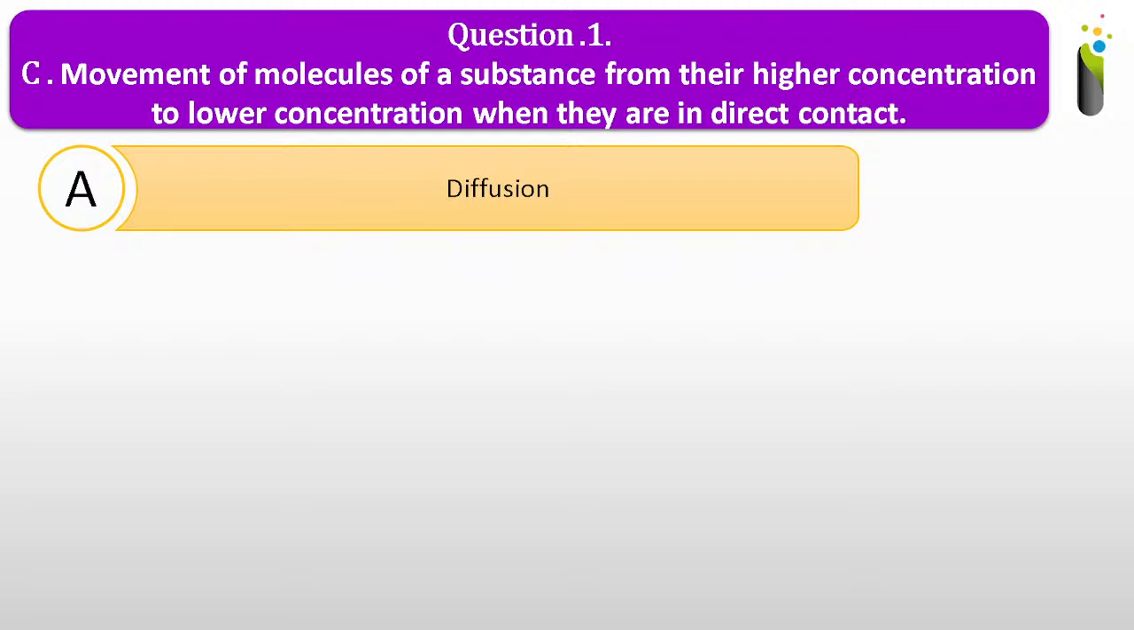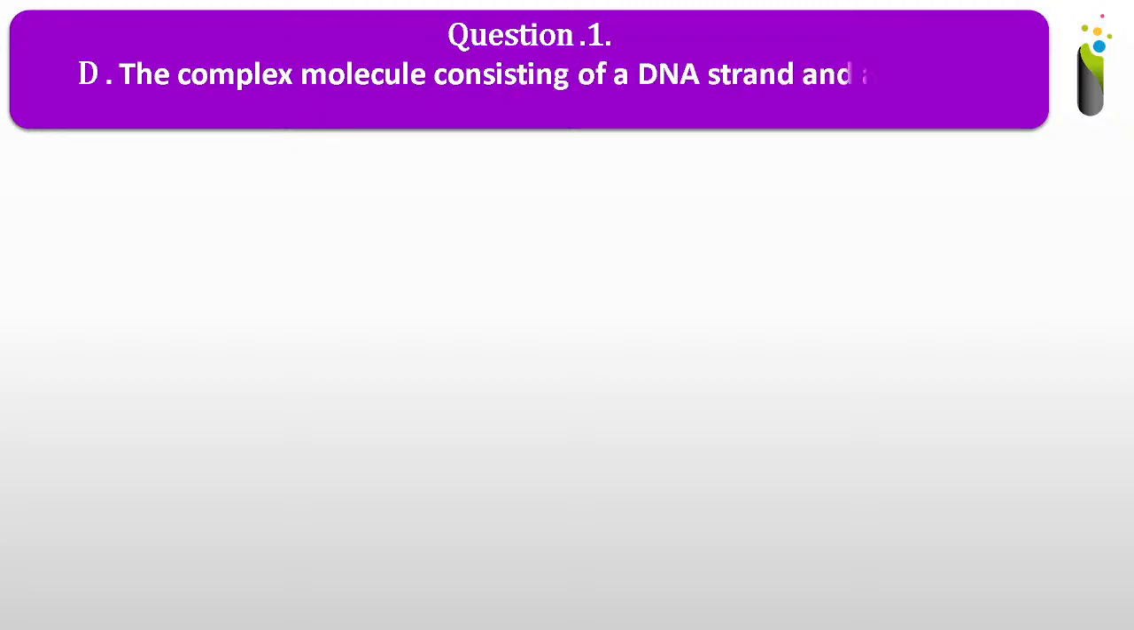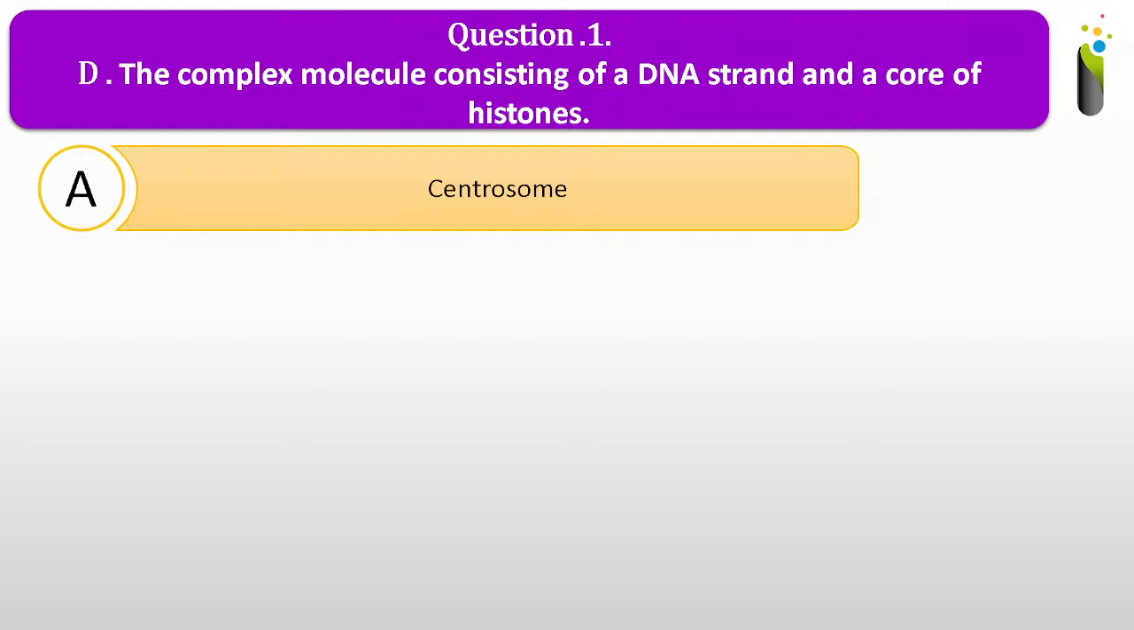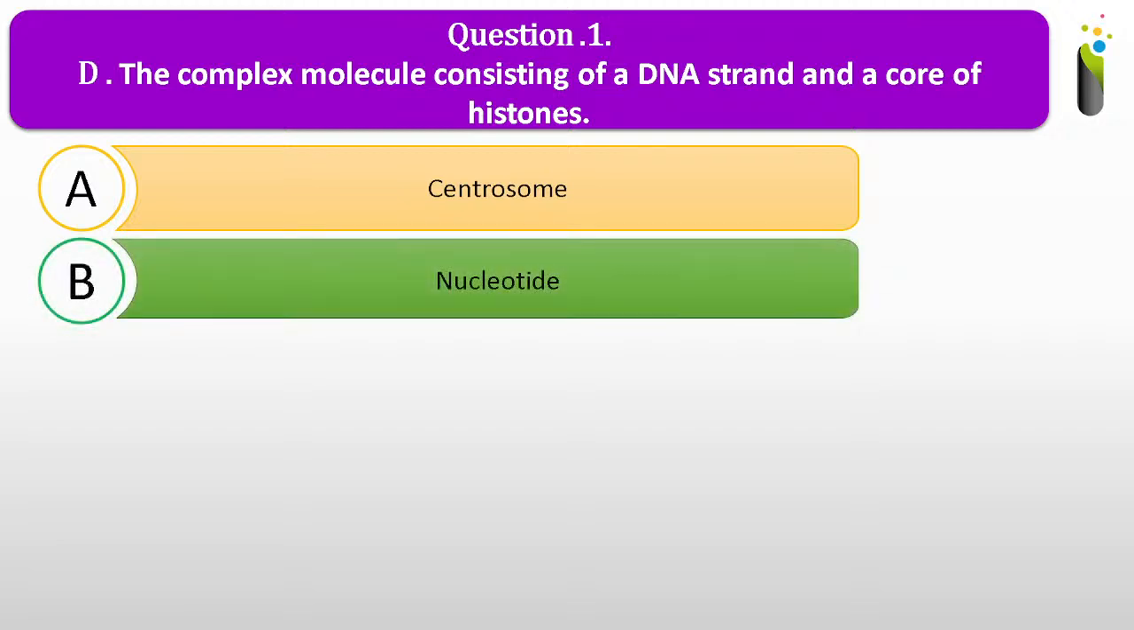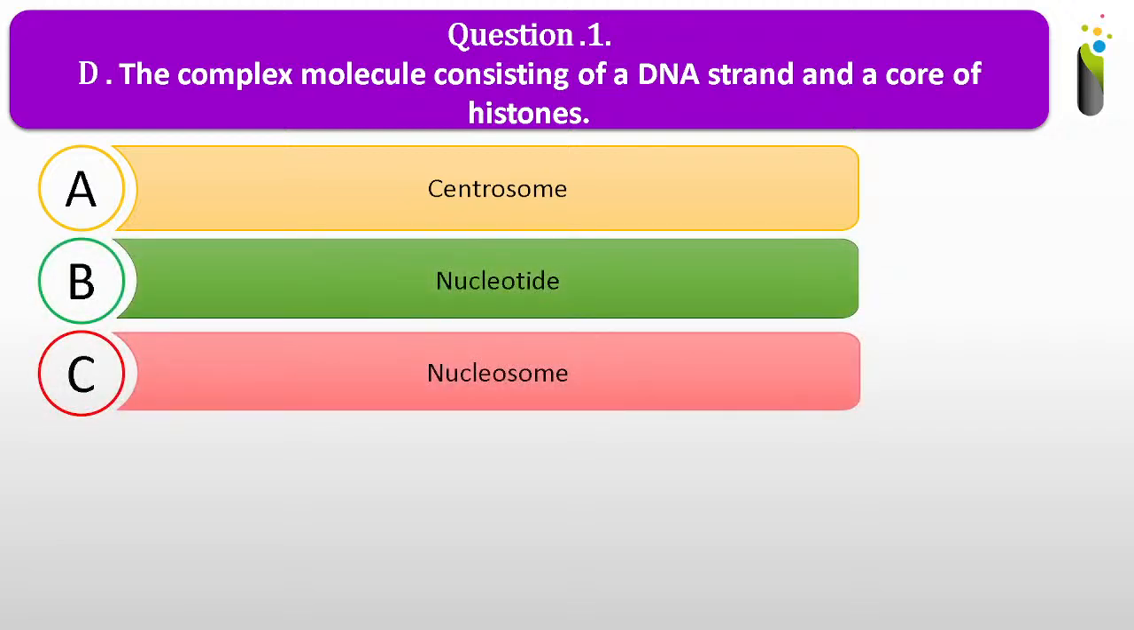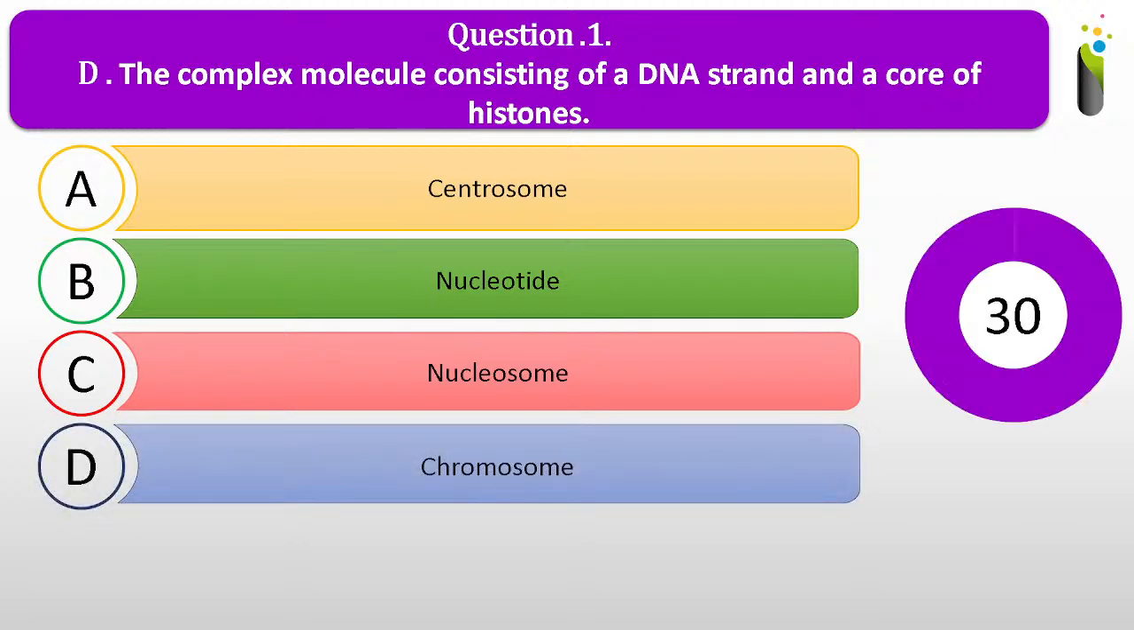So diffusion is the movement of the molecules of a substance from their higher concentration to lower concentration when they are in direct contact with each other. Question number 1, sub-question D. The complex molecule consisting of a DNA strand and a core of histones is dash. A. Centrosome. B. Nucleotide. C. Nucleosome. D. Chromosome.